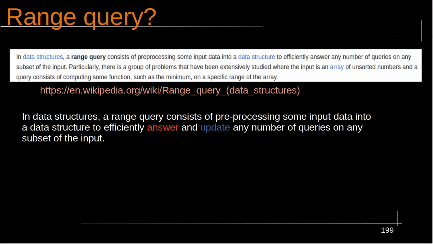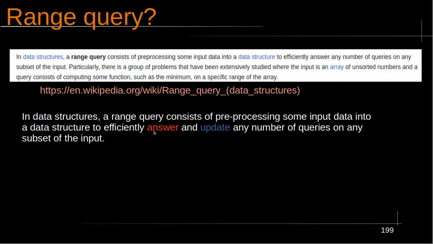Let's move now to the dynamic range queries. What's a dynamic range query? If we come back to the definition on Wikipedia of a range query, it consists of pre-processing some input data into a data structure to efficiently answer any number of queries on any subset of the input.